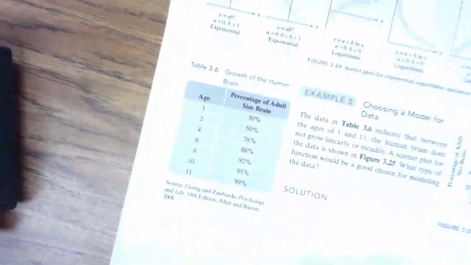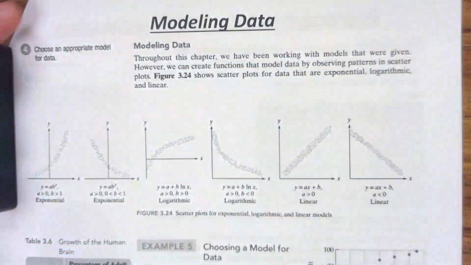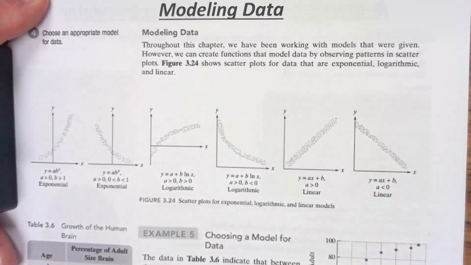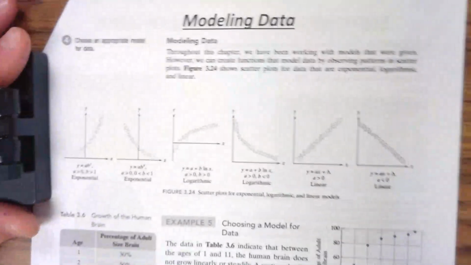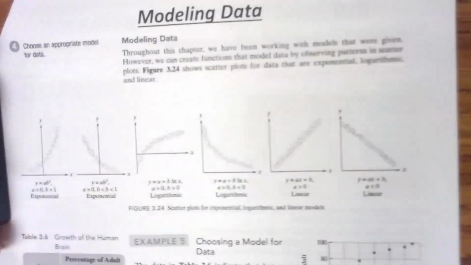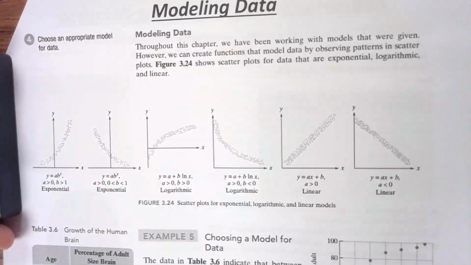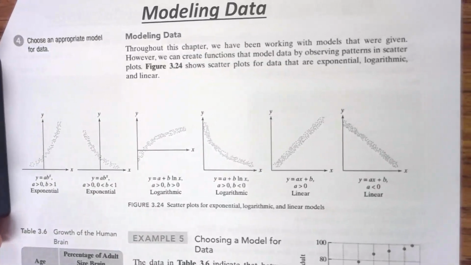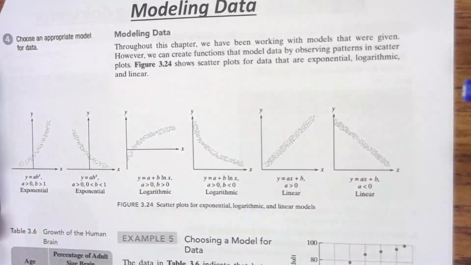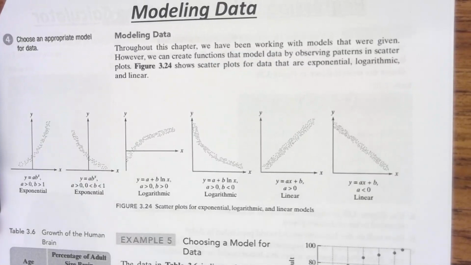One really important thing in math that honestly I wish I did more with you all, I know it's my own fault, is modeling data. So collecting data and then being able to build an equation from that data and make predictions based on it. Throughout this chapter, we've been working with models that were given. However, we can create functions that model data by observing patterns in scatter plots.